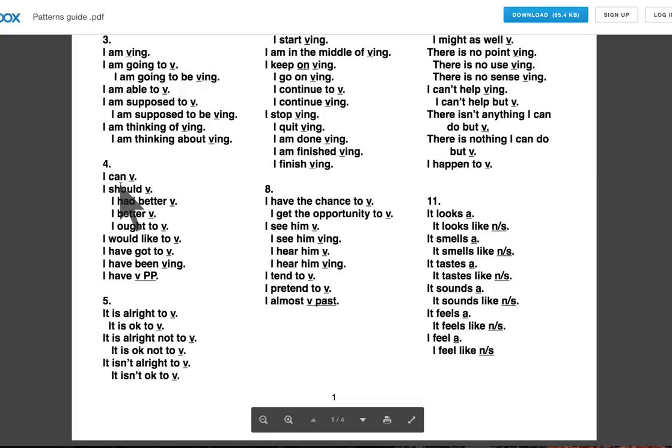In the fourth hour, we study patterns that do not use those do you, did you, will you, are you, is he, was he, those question formats. If you ever have can, should, would, have in a sentence, they always go to the front to make the question. Can you go? Could he go? Should he go? Would you like to go? Have you got to go?